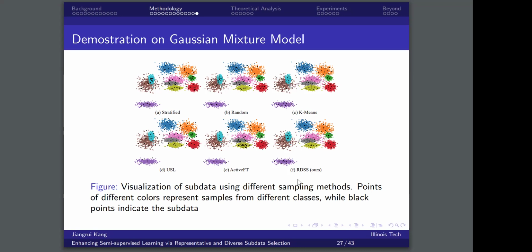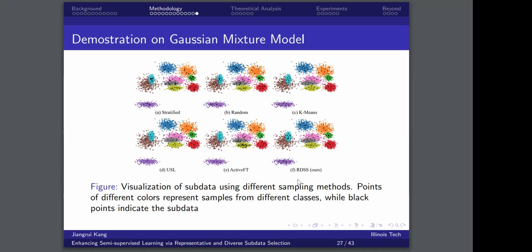So if you can see clearly, then you can see that only k-means and our method achieve space filling properties. The points are filling this space, and they're not gathering together, or going separate, or randomly distributed. So that's a great demonstration of the power of our method.